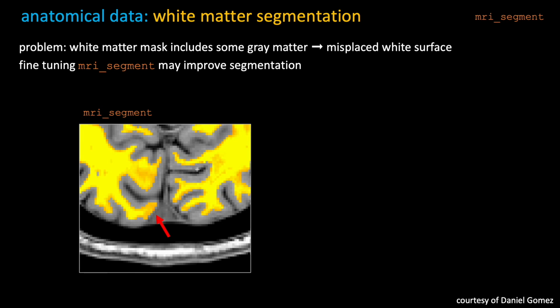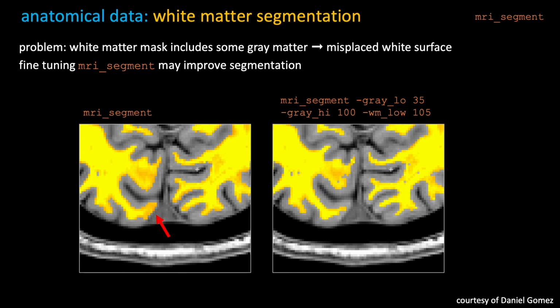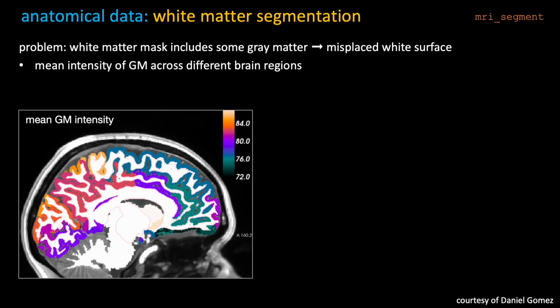So again, we can start from just using different parameters for MRI segment to improve this situation. And here is an example with different thresholds for gray matter and white matter. And you can see that it does look a little better, not quite great either, but there is some improvement. But obviously it's not this easy. So here's another beautiful figure from Daniel, which shows you how mean intensity of the gray matter varies across the cortex.